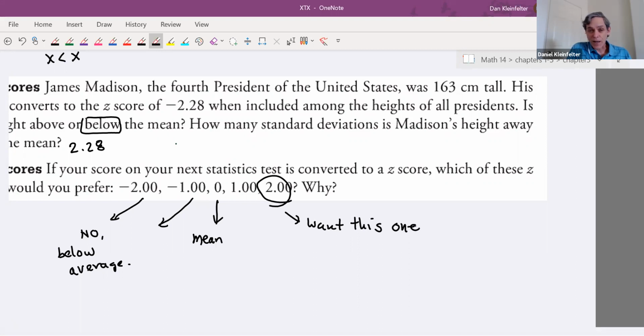Not necessarily, right? Because what if the mean is like 61 and the standard deviation is 2 or something? So this would tell you that you are among the better of the students, having a score that is 2 standard deviations above the mean, but it doesn't tell you the absolute score, right? The mean could be low.